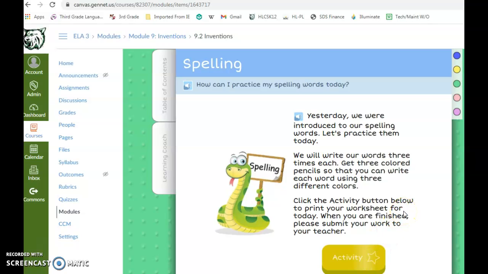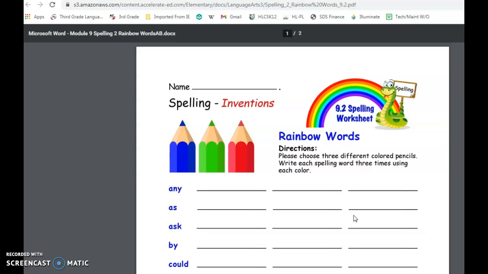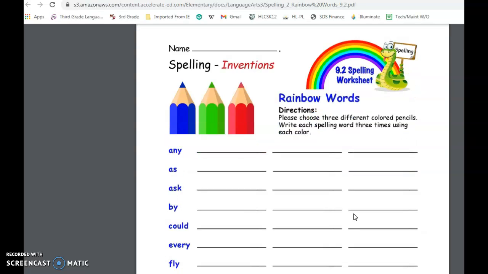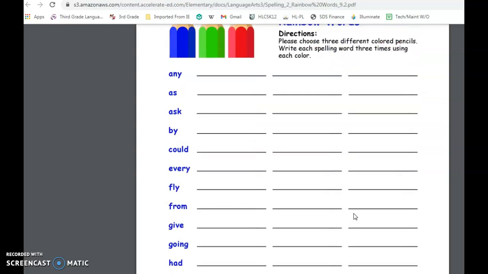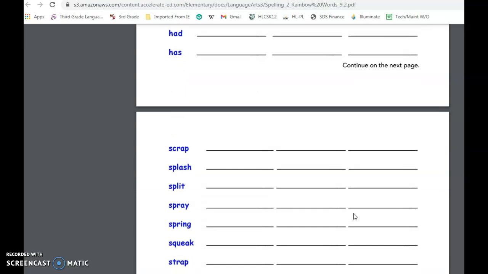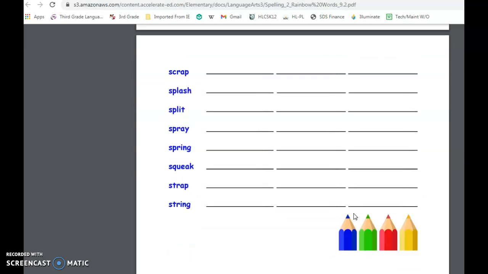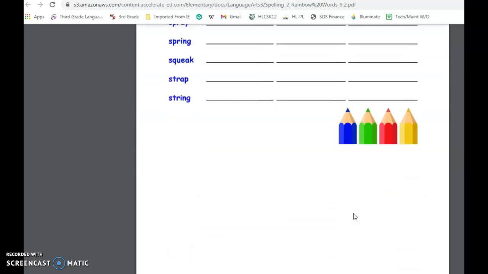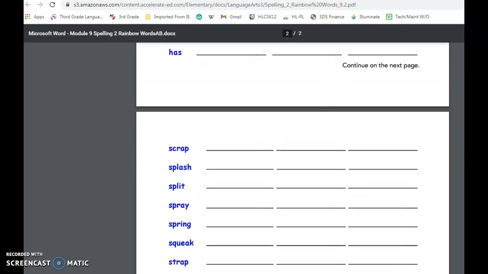All right, so today your activity that is in your packet is your rainbow words. This is on page 138. So try to pick 3 different colors, colored pencil, pens, marker, and you are writing each of your spelling words 3 times each. And again, there's 2 pages. It's page 138 and 139. So you will need to complete that this morning.